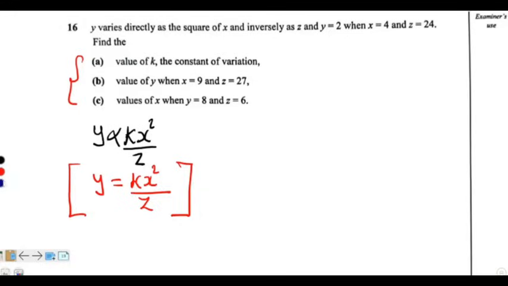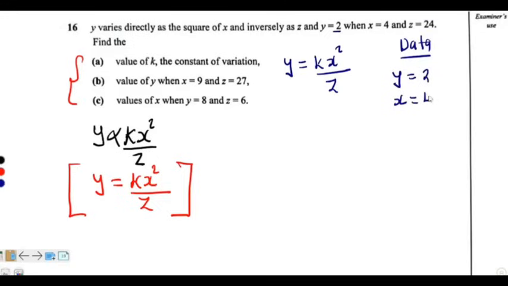So I come to question A. They are saying, find the value of k, the constant of variation. So to find the value of k, we use the same equation which we have, which is y is equal to kx squared over z. So here, let us find the values that will be presented. The first value they have given you, y is equal to 2. Then x is equal to 4. You use these values, x is equal to 4. Then z is equal to 24 right here. So z is equal to 24.